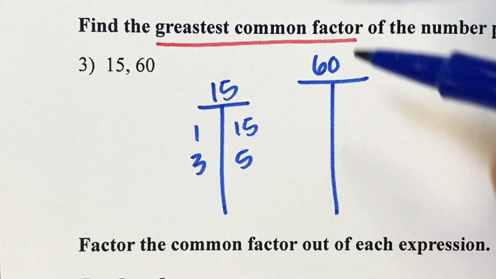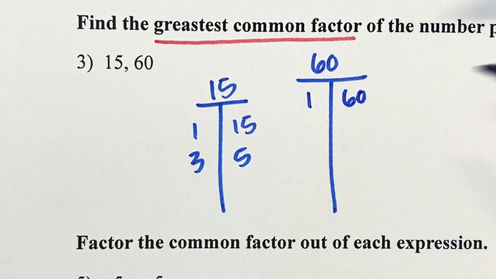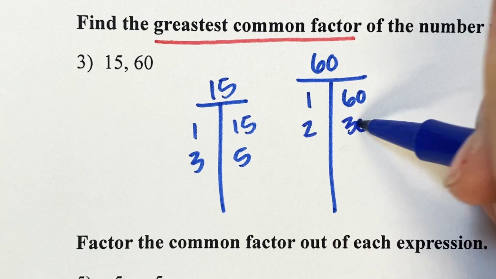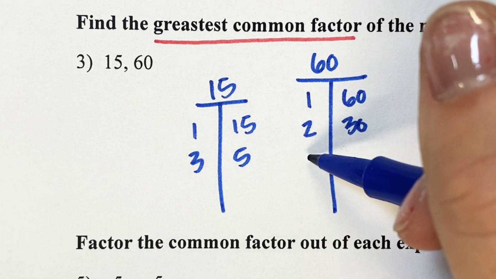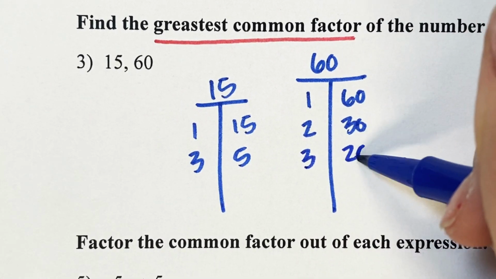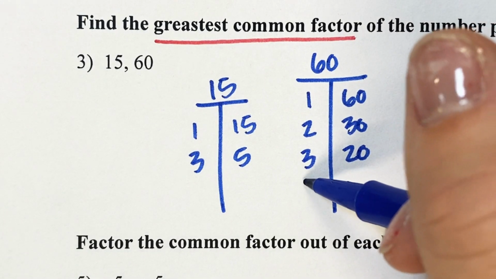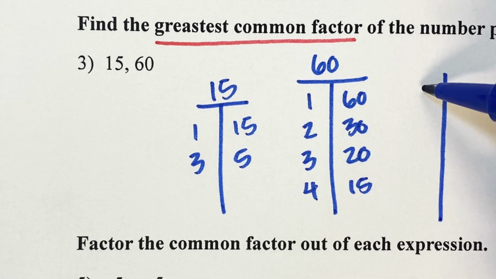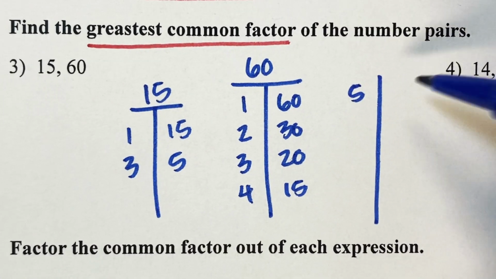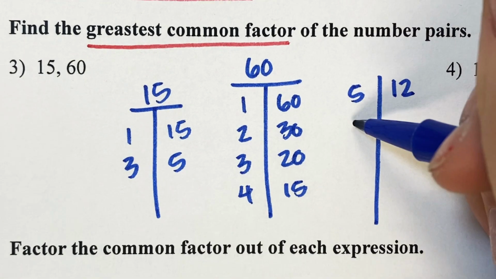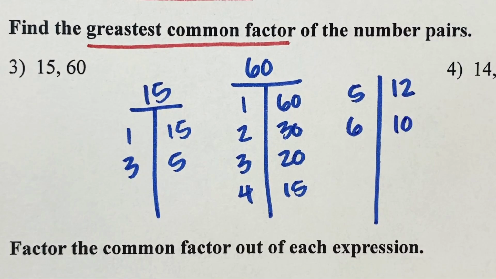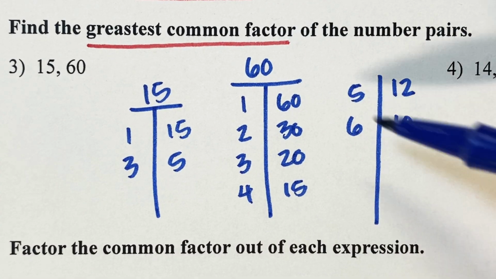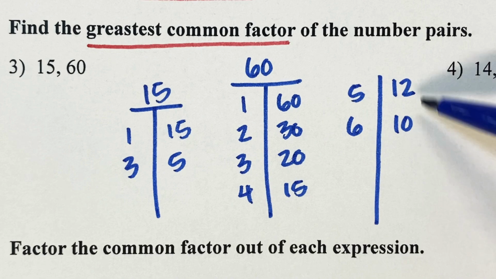Okay, now let's make a factor list for 60. I know 1 times 60. Okay, 60 is pretty big. 2 times 30. 3 goes into it, 3 times 20. 4 goes into it, 4 times 15. Okay, let's continue it over here. 5 times 12. 6 times 10. 7 doesn't go into 60. 8 doesn't. 9 doesn't. 10 does. We already have it, so we're done.